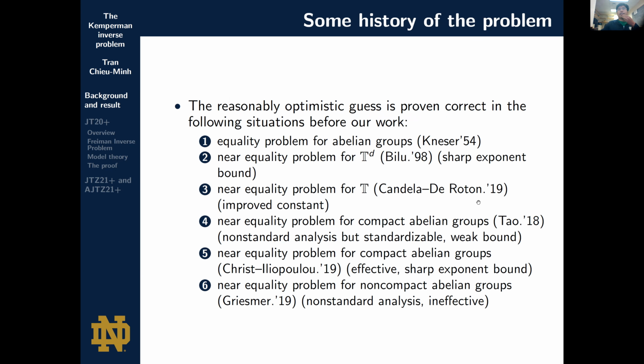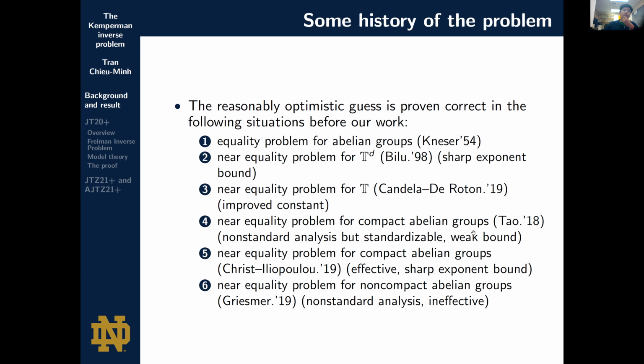So this turned out to be not such a terrible optimistic guess. It was proven correct in a lot of situations before our work. The equality problem for abelian groups was proven by Kneser in 1954. And if you think about it, this is even earlier than Kemperman's paper, because Kneser also proved an abelian version of Kemperman's result. The near equality problem is much harder and has only been considered recently. For T^d, this was solved by Bilu in 1998 with a sub-exponential bound. And there is some improvement for the case of one torus by Candela and Roton.